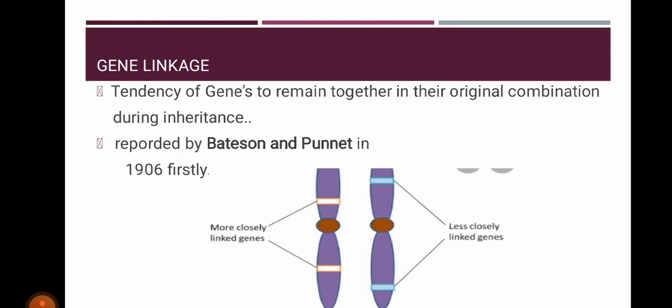Our next topic is gene linkage. It is the tendency of the genes to remain together in their original combination during inheritance.